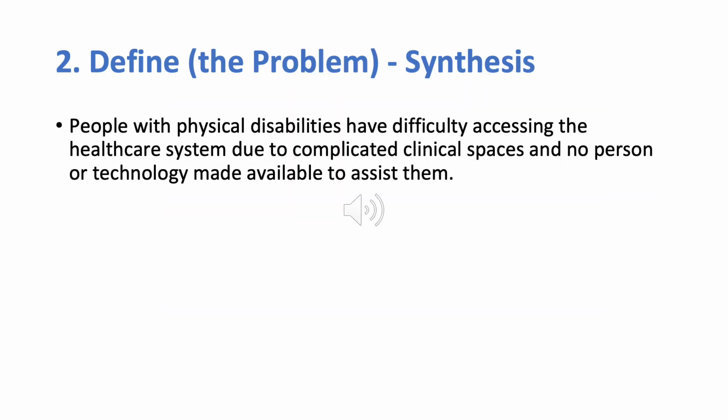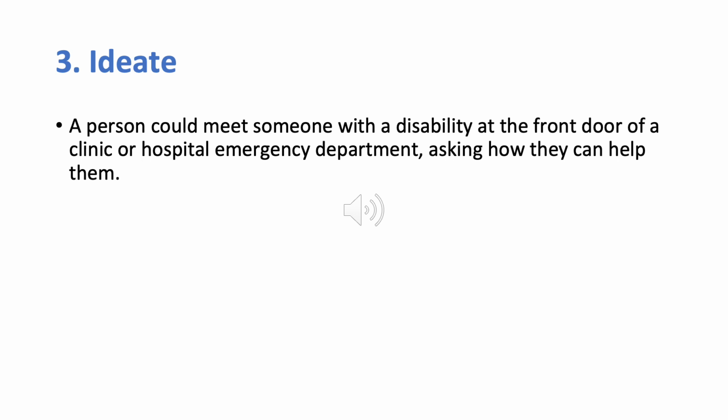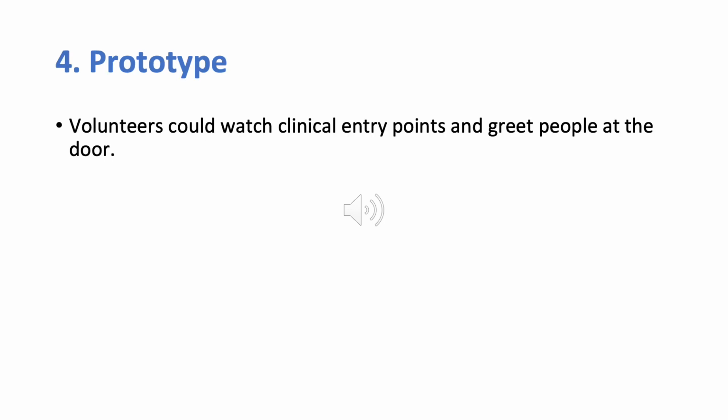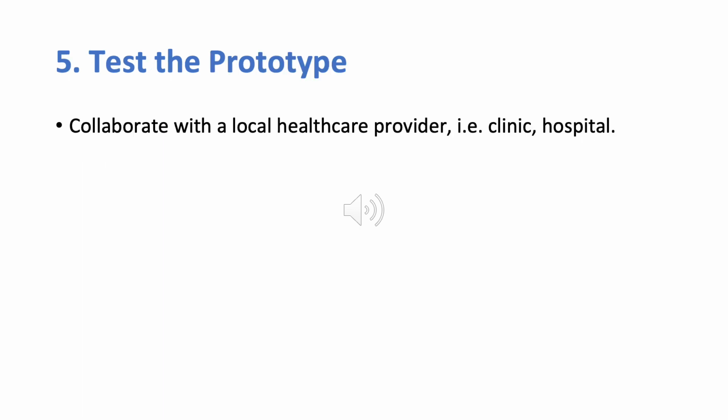2. Define the problem. People with physical disabilities have difficulty accessing the healthcare system due to complicated clinical spaces and no person or technology made available to assist them. 3. Ideate. A person could meet someone with a disability at the front door of a clinic or hospital emergency department, asking how they can help them. 4. Prototype. Volunteers could watch clinical entry points and greet people at the door. 5. Test the prototype. Collaborate with a local healthcare provider, clinic, or hospital.